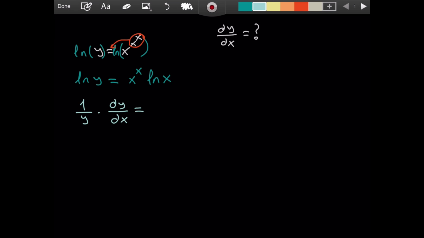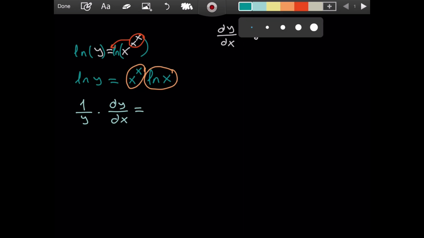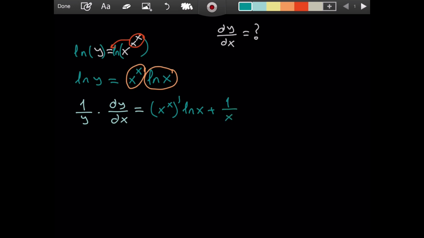Here we see that we have a product of two functions. One function is x raised to the power of x, the other function is ln x. So we need to use the product rule, which I derived in a previous video. You can access it from the cards right now, also from the descriptions part. Using the product rule, we know that we need the derivative of the first function, so x raised to the power of x prime, times the second function, plus the derivative of the second function. So what is the derivative of ln x with respect to x? That would be 1 over x. Then we multiply this by the first function, which is x raised to the power of x.